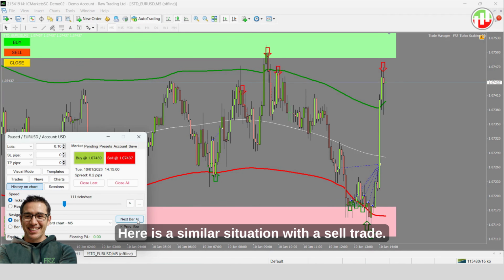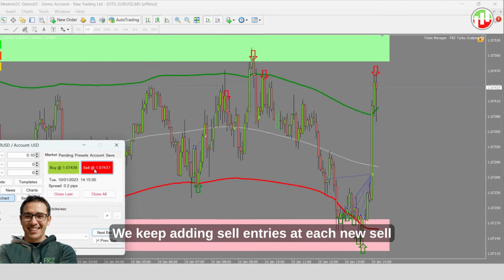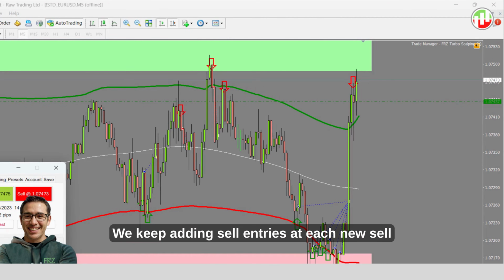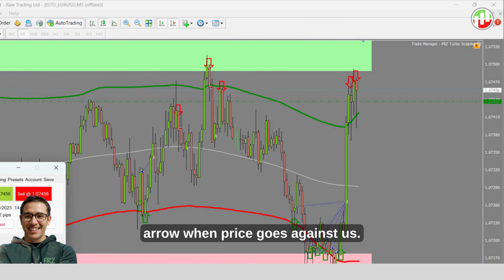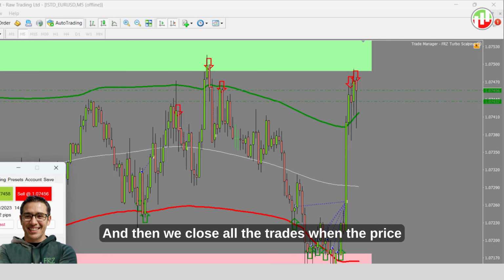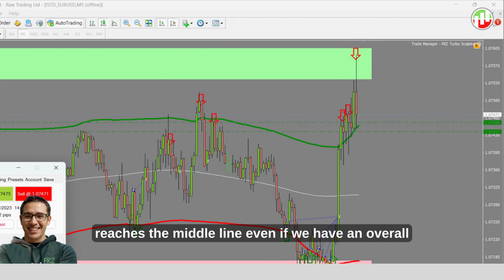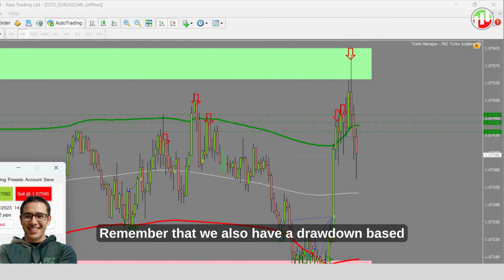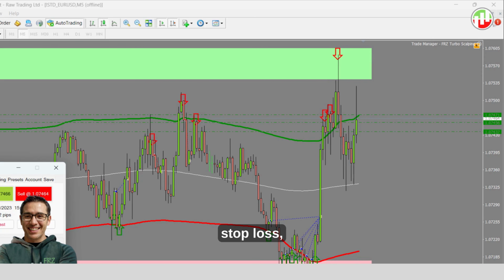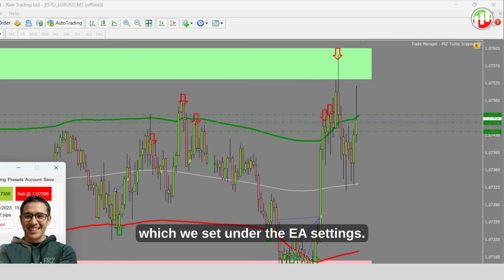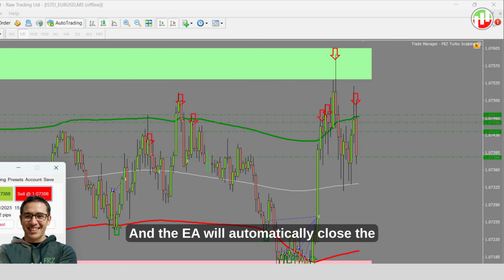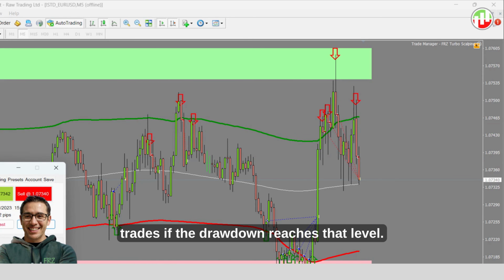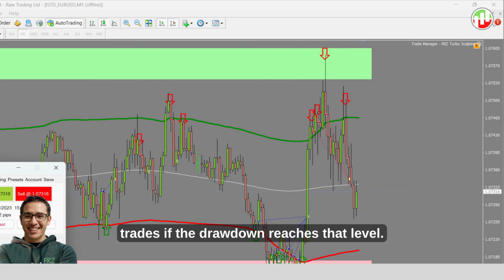You can see that we finally ended up with a profit. Here is a similar situation with a sell trade. We keep adding sell entries at each new sell arrow when price goes against us, and then we close all the trades when the price reaches the middle line, even if we have an overall loss. Remember that we also have a drawdown-based stop loss, which we set under the EA settings, and the EA will automatically close the trades if the drawdown reaches that level.